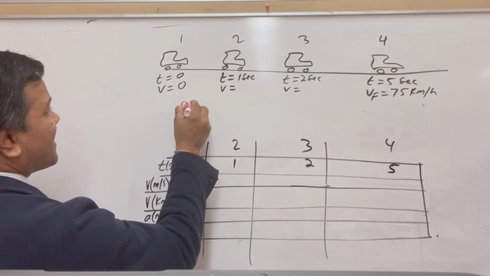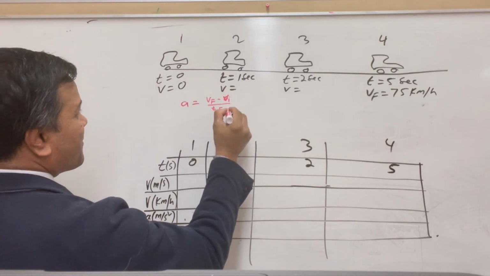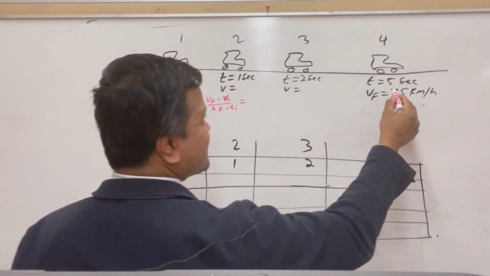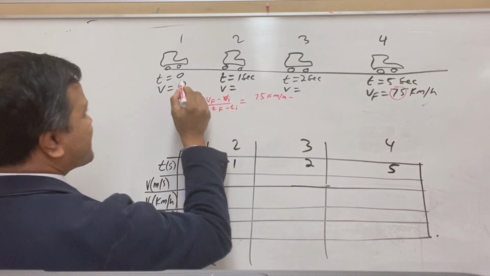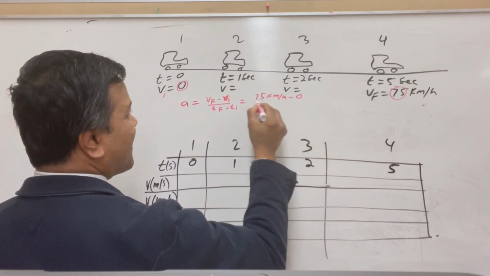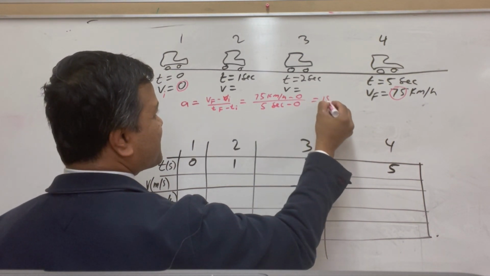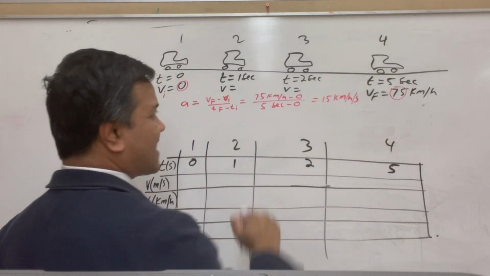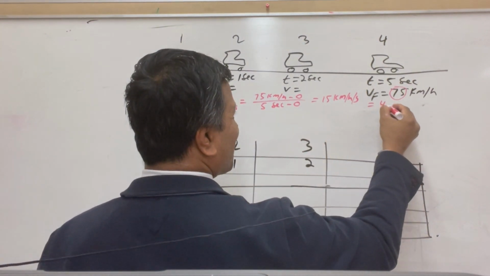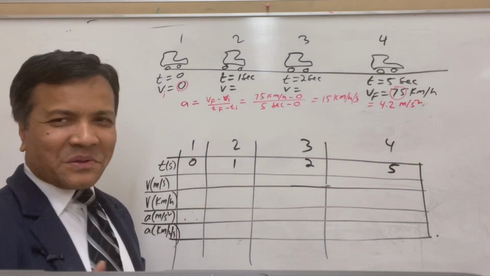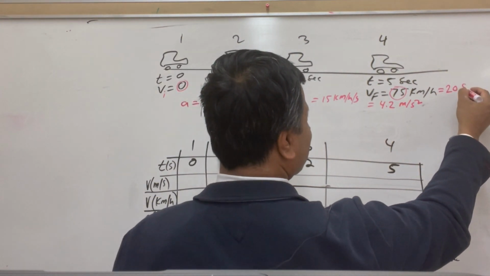Acceleration is velocity final minus velocity initial over t final minus t initial. What is the velocity final? 75 kilometer per hour minus v initial 0, over t final 5 seconds minus 0. So you have 15 kilometer per hour per second. And 15 kilometer per hour per second, we did it before, is 4.2 meter per second square. Good. And 75 kilometer per hour, we did it before, converted to SI unit, is 20.8 meter per second.